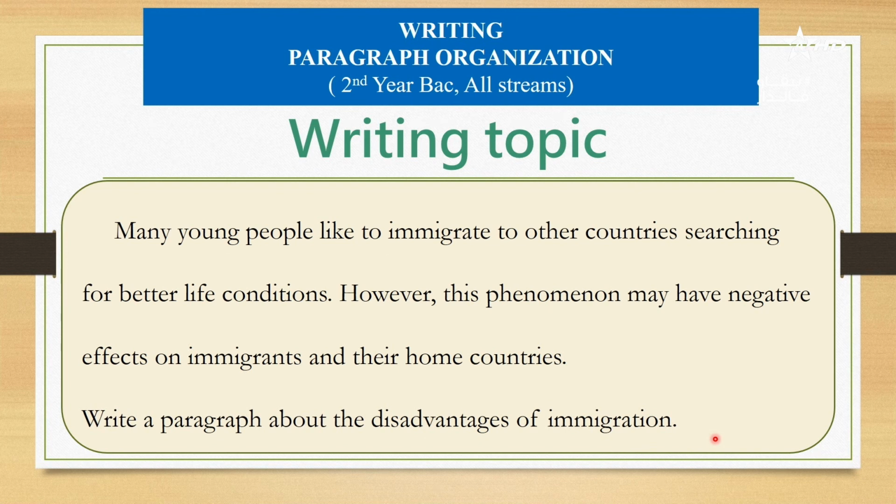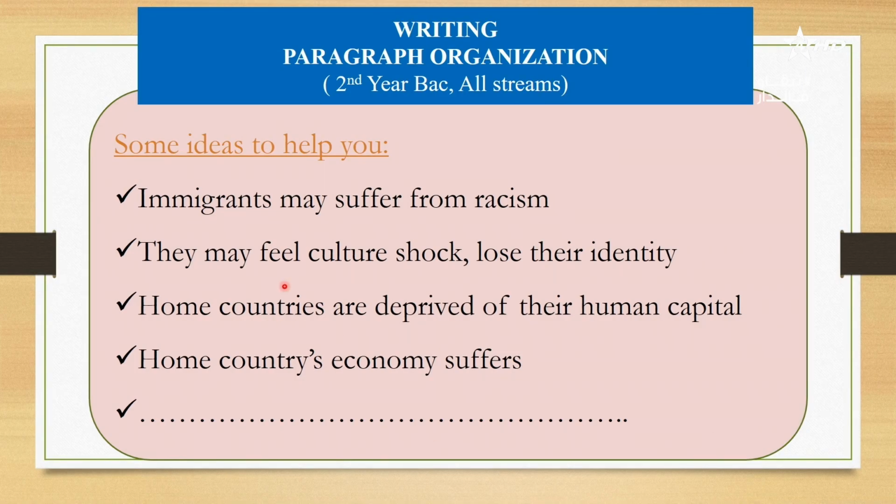Now some ideas that can help you. Immigrants may suffer from racism. They may feel culture shock or lose their identity. Some countries are deprived of their human capital, and home countries' economy suffers. So these are ideas that you can use as supporting sentences, and you need to provide details for them. Of course, you shouldn't forget the linking words.